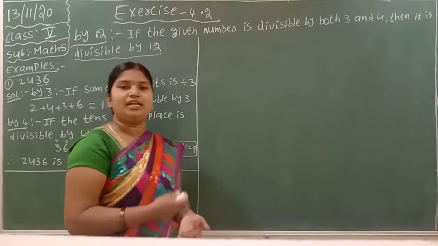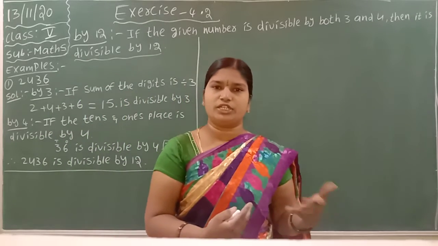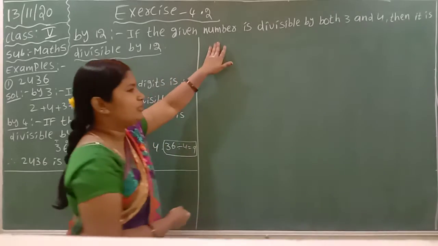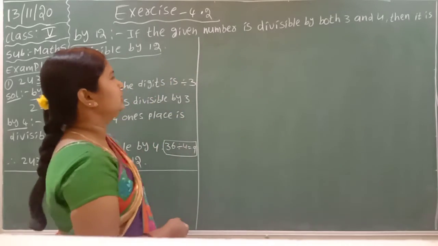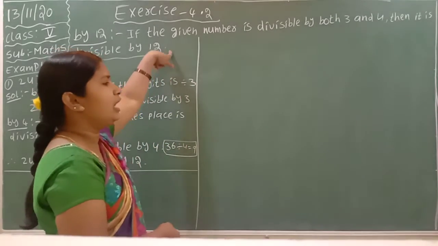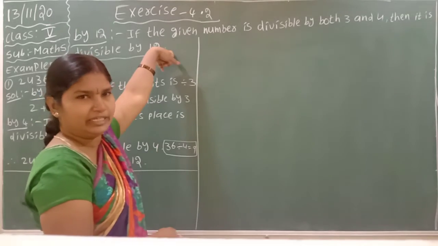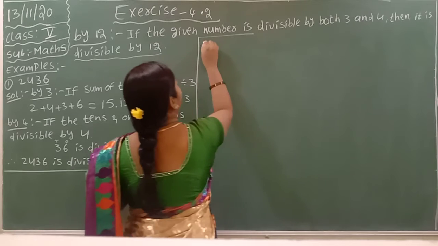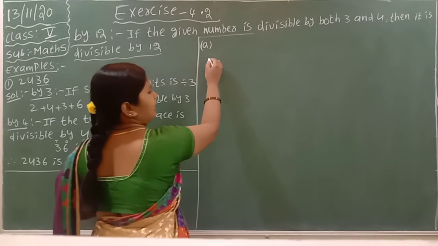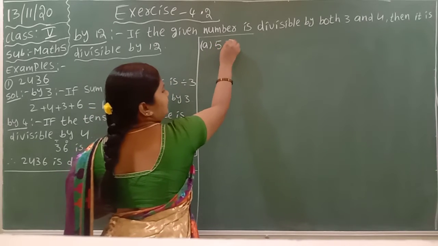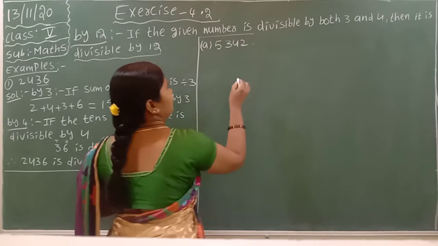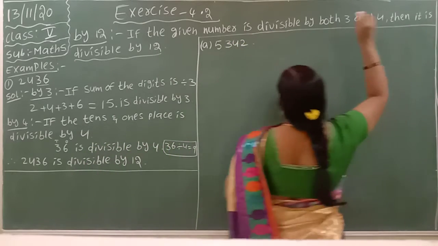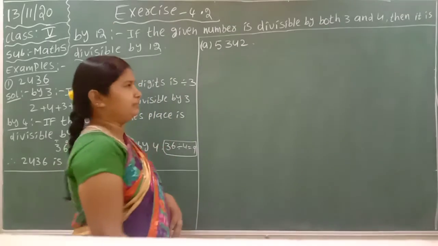Same like this, they have given some more questions in your textbook, page number 92. That is the fourth bit, the by 12 property. See, in this first question I am writing the question, that is 5342. They are asking is it divisible by 12 or not.